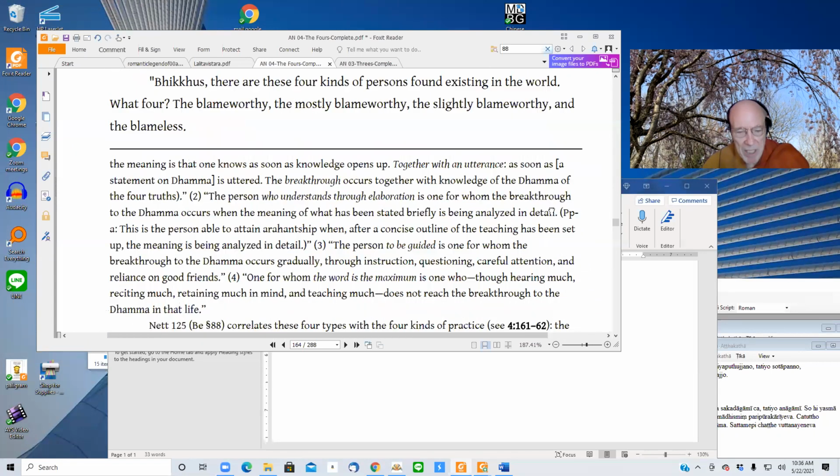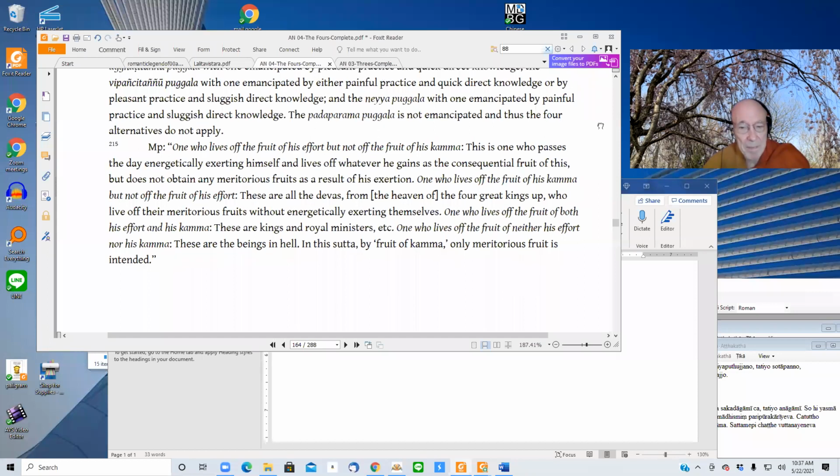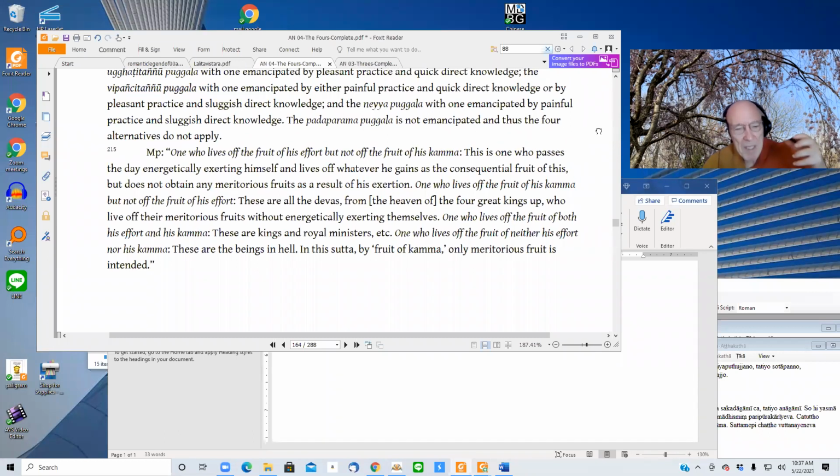The commentary gives the explanation. Again, that's something that I didn't agree with. It says, those who live off the fruit of both effort and karma, these are kings and royal ministers and so on. Maybe so, but not necessarily the case. I think this can apply to lots of people in secular life, who both make the effort and then achieve the ripening of past karma. And in Dharma practice, those who make the effort and advance to the ripening of their karma.